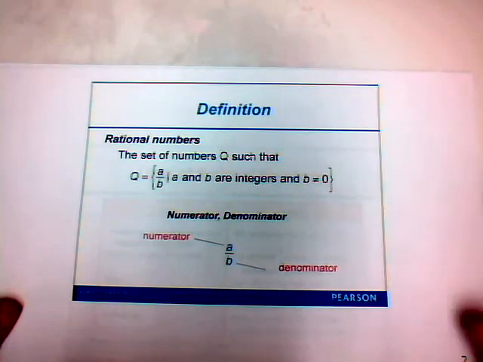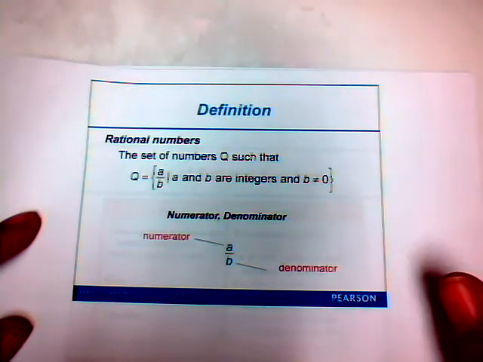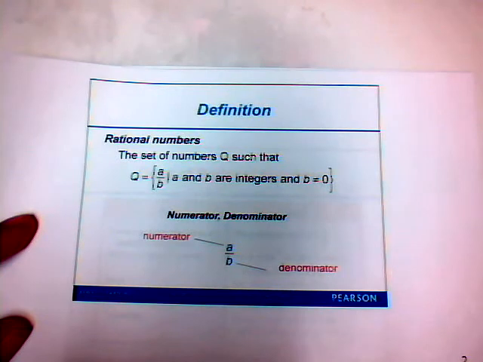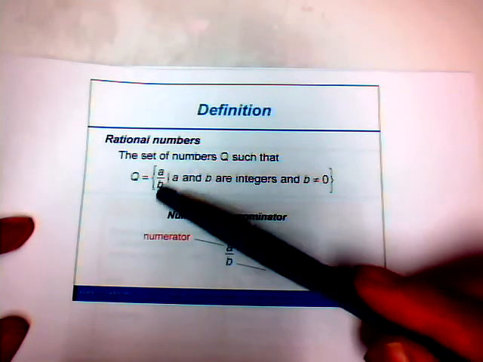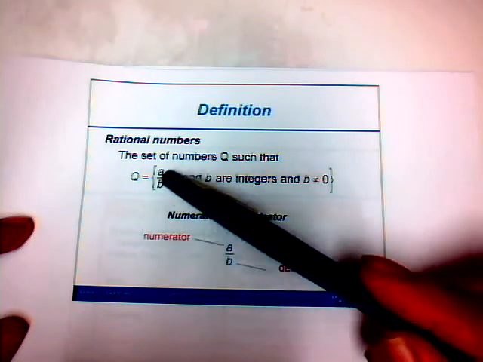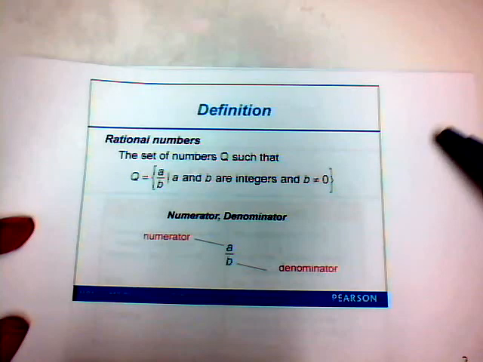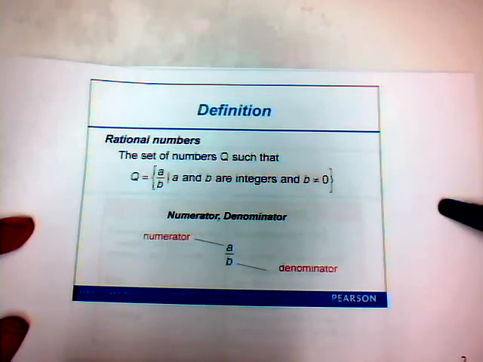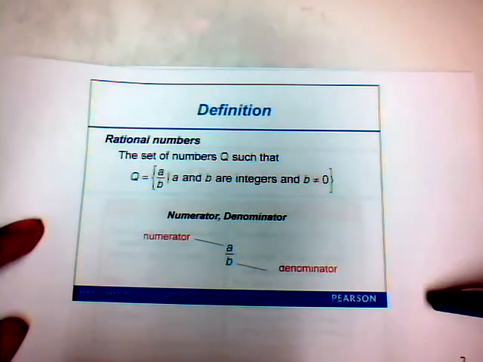Okay, we'll look at the definition of what rational numbers are. It's a set of numbers called Q, such that Q is the set of all numbers A divided by B, such that A and B are integers where B is not equal to 0. So usually rational numbers will be in the form of A over B, in the form of a fraction.